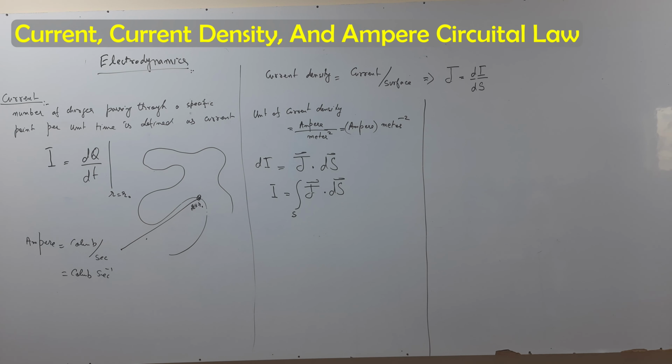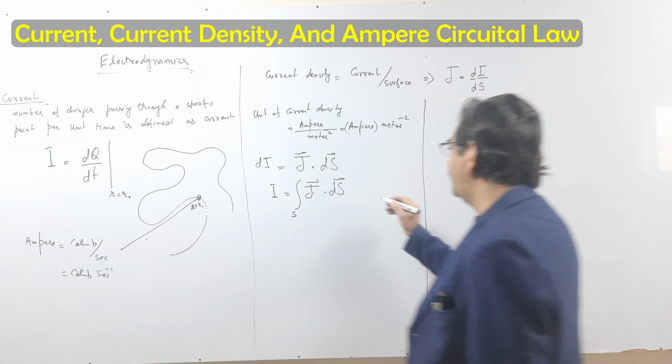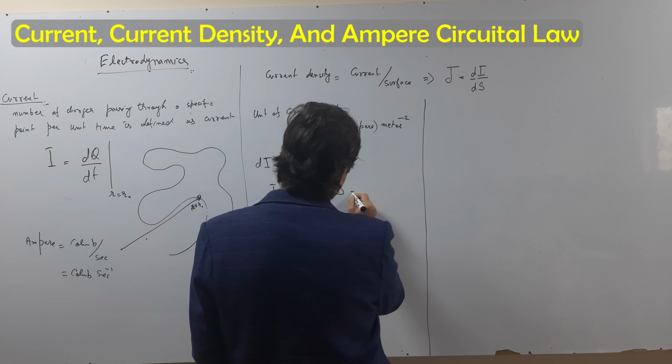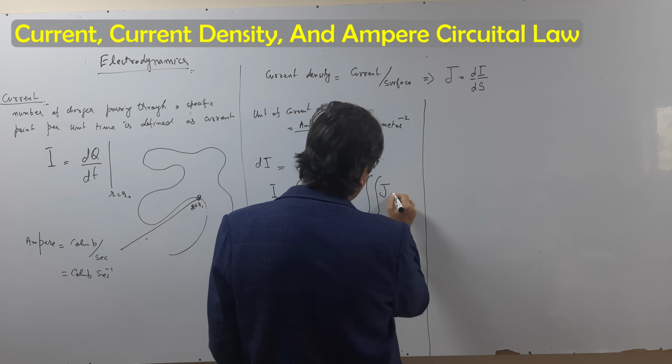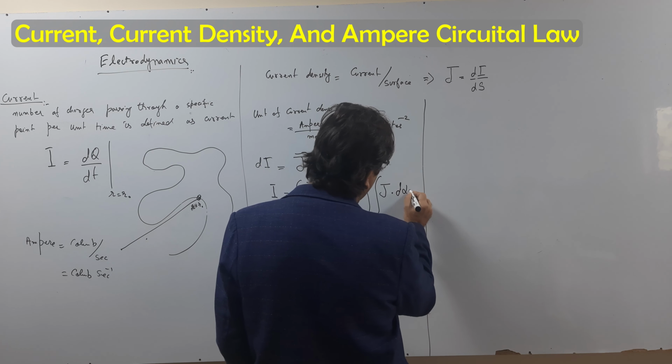I have already explained the linear integral means the integral along the line. The surface integral means the integral along the surface, and that will be a double integral. So that will be J dot d alpha cross d beta.